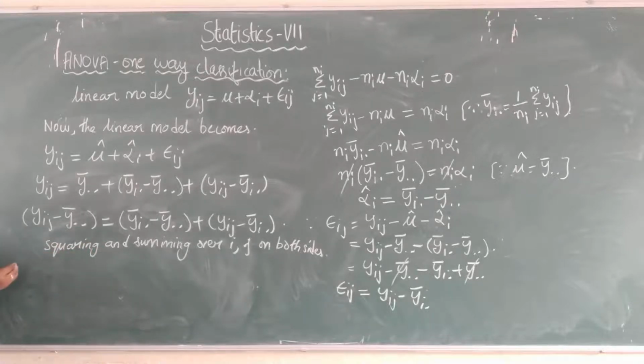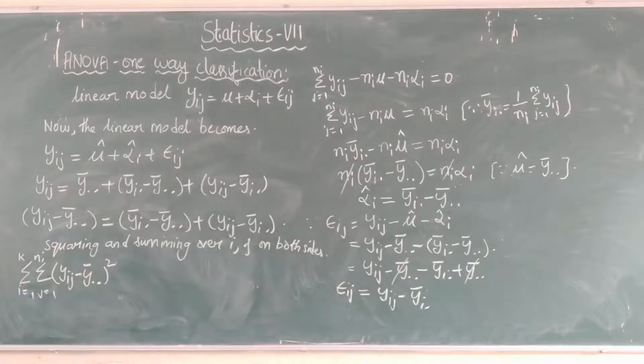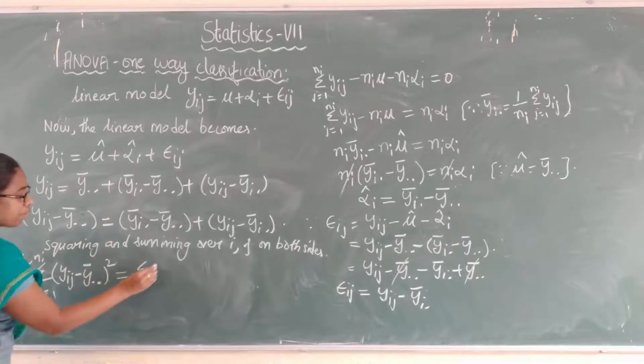First the left hand side, double summation, i equals 1 to k, j equals 1 to ni, yij minus y double dot bar whole square. So I have applied the square in the first term, and I have applied the double summation also. Now equals the second term here, double summation.